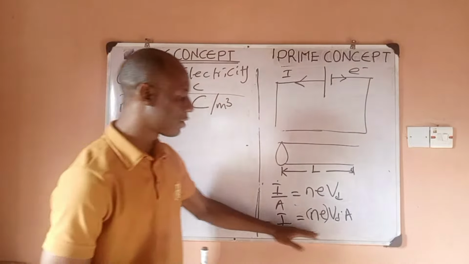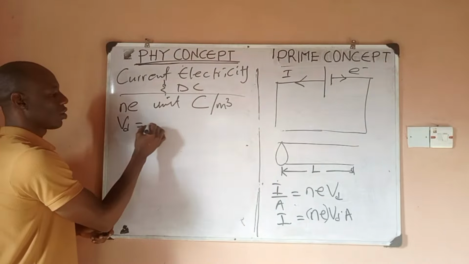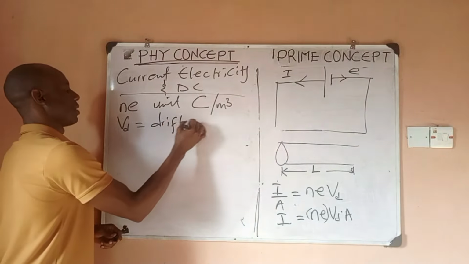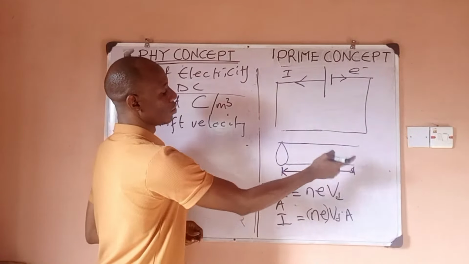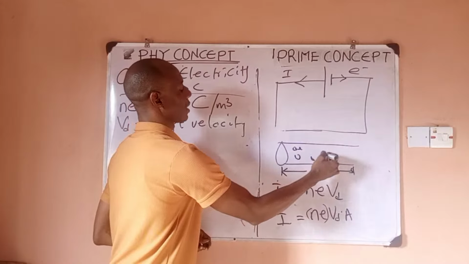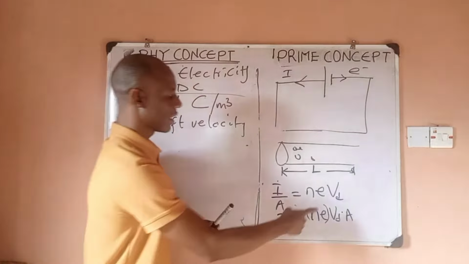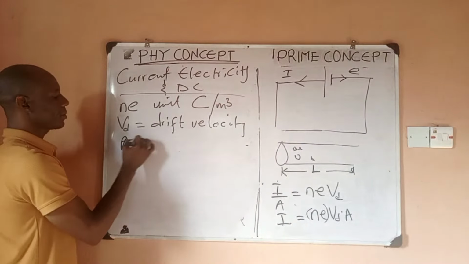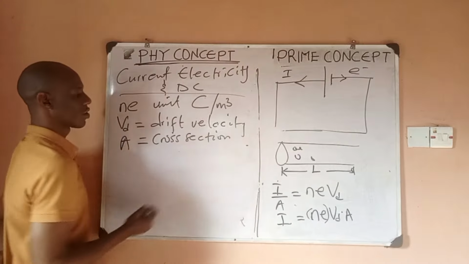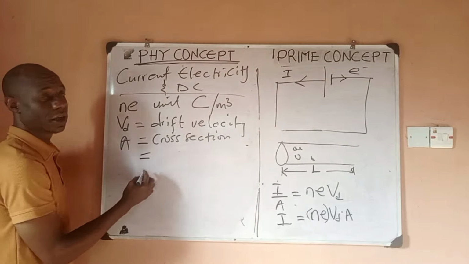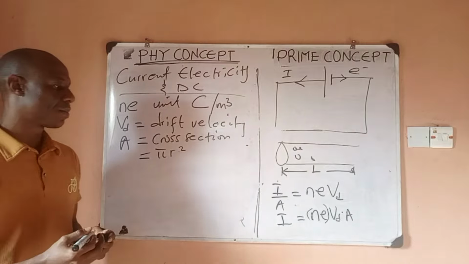So this is how you can find current, where V subscript D is called drift velocity. That is the velocity with which the electrons would move in this wire. Then A is the cross-sectional area of the wire, and the cross-sectional area of the wire is actually pi r squared, as area of a circle, pi r squared.